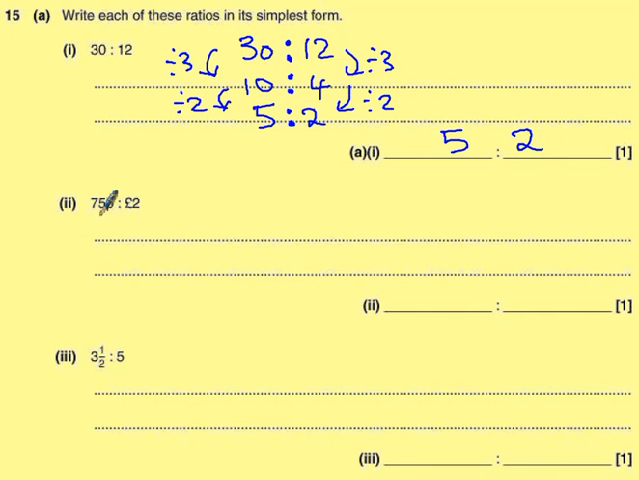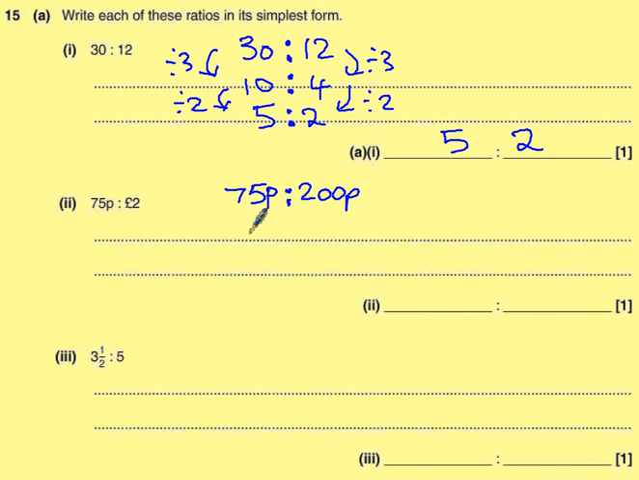Now part 2, 75p to £2 in its simplest form. Now they're trying to trick us here because one is in pounds and one is in pence. So let's change both of them: 75p to 200p. Now they can both be divided by 5 here.